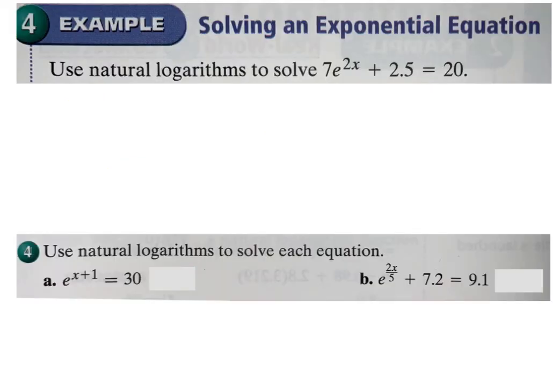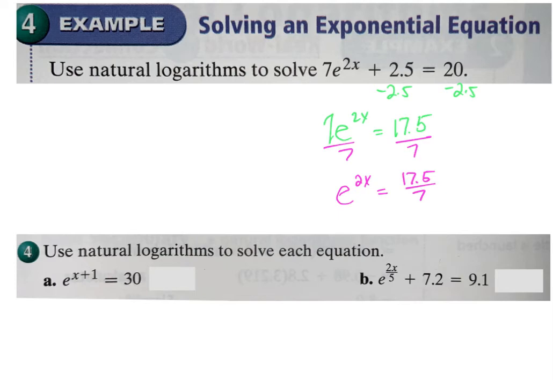All right, use natural logs to solve. When you have something like this, your goal is to get the e by itself and then to use natural log to cancel out the e. So for this one, I would subtract the 2.5 first. 7e to the 2x equals 17.5. Divide by that 7. So e to the 2x equals 17.5 divided by 7.